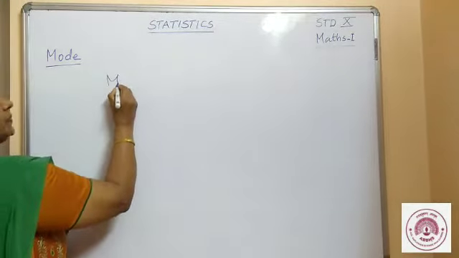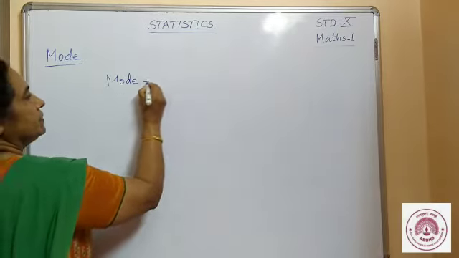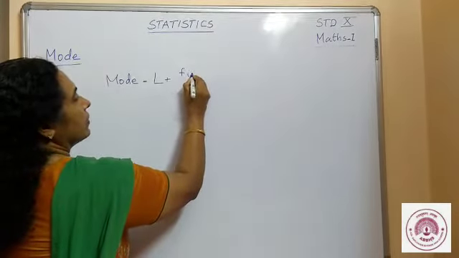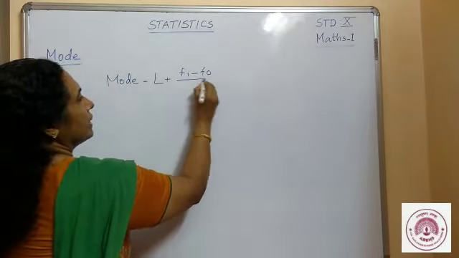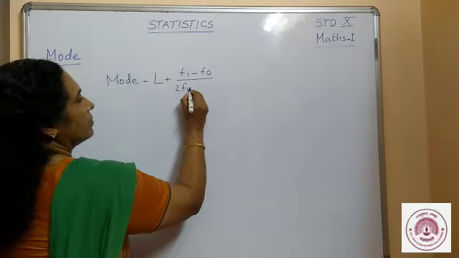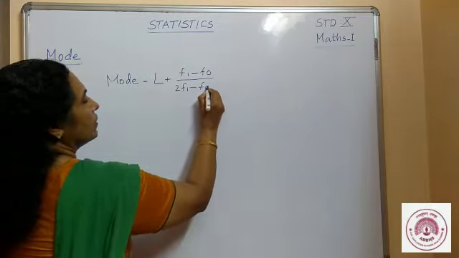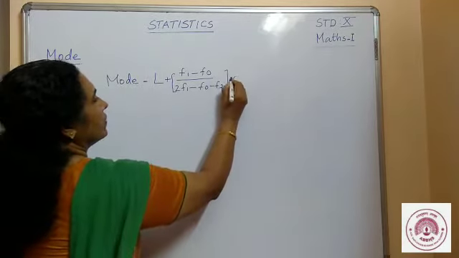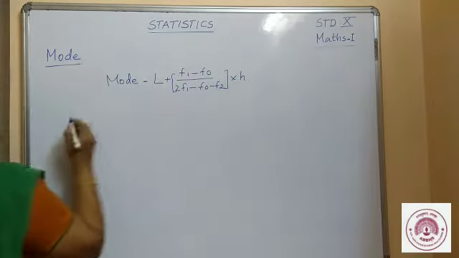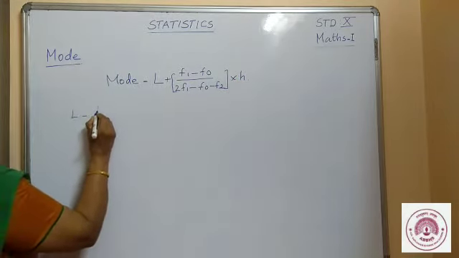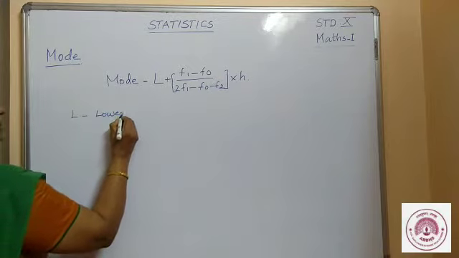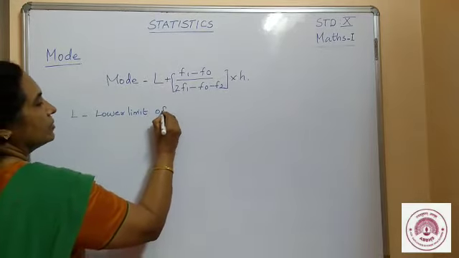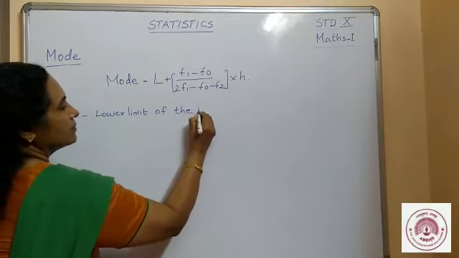Mode is equal to L plus (F1 minus F0) divided by (2F1 minus F0 minus F2), into H, where L is the lower limit of the modal class.